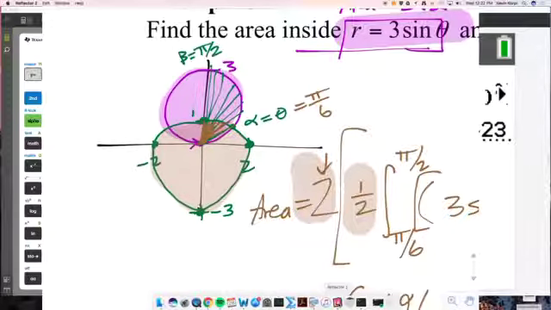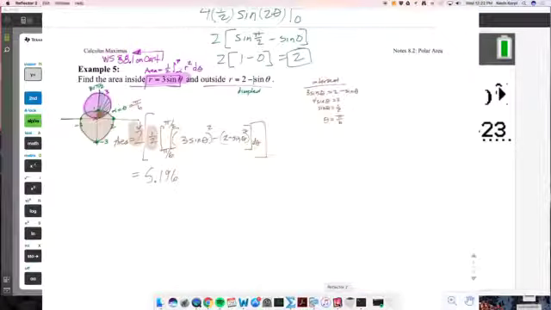There is your first example of the area betwixt 2 polar curves. Wasn't that bad? But notice if you draw it kind of small, you're not seeing it as well. So make sure you draw these exceptionally large.